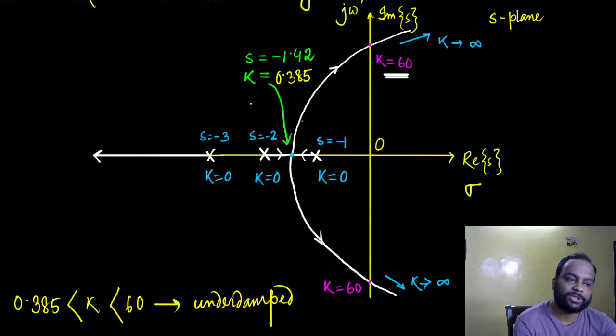So with that said, we can say under this gain the system is underdamped, because we have a complex conjugate pole pair like that. So that would take precedence over this.